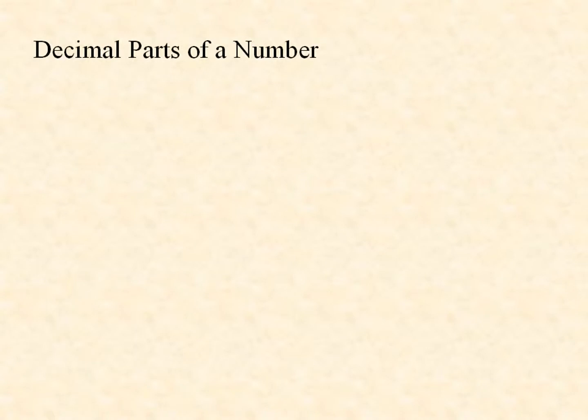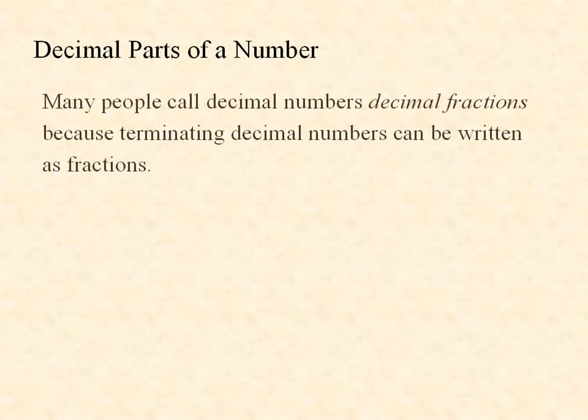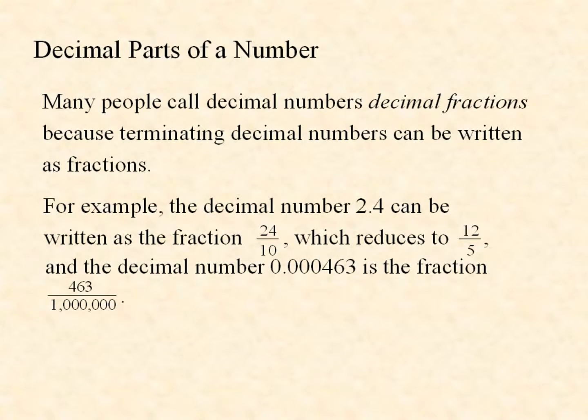Now we consider decimal parts of a number. Many people call decimal numbers decimal fractions because terminating decimal numbers can be written as fractions. For example, the decimal number 2.4 can be written as the fraction 24 over 10 because the 0.4 is the tenths position. And this reduces to 12 over 5 if we divide top and bottom by 2.